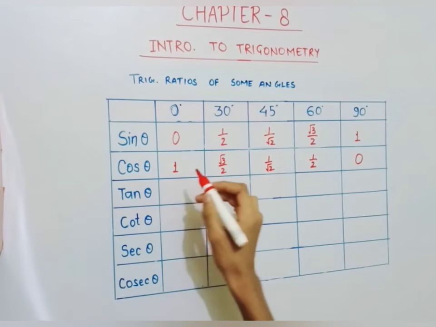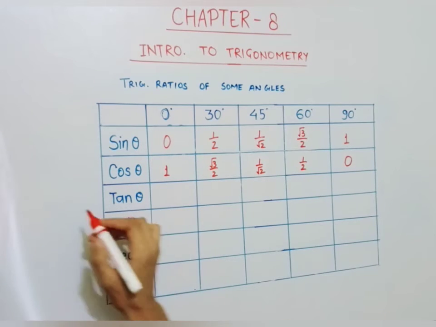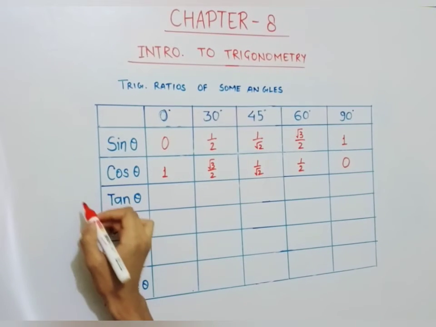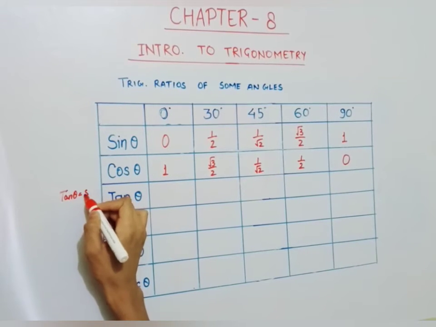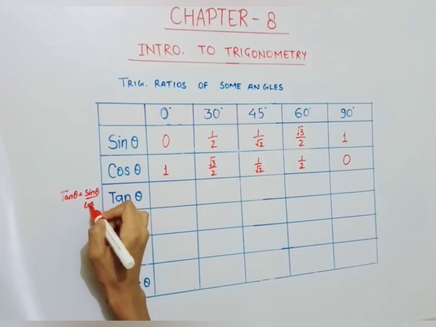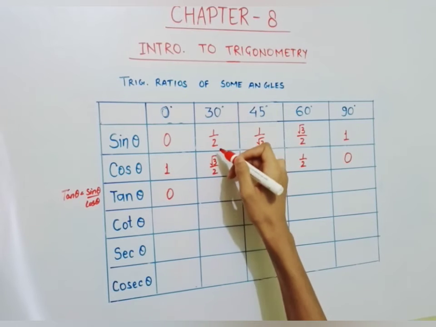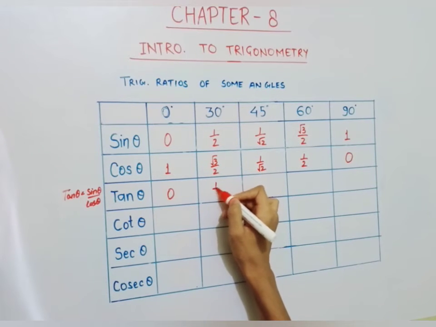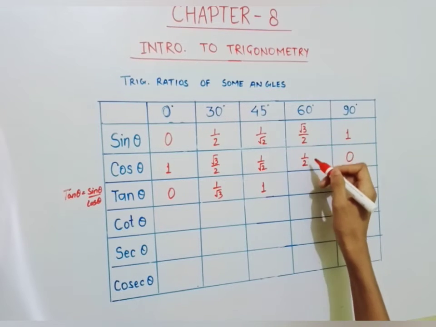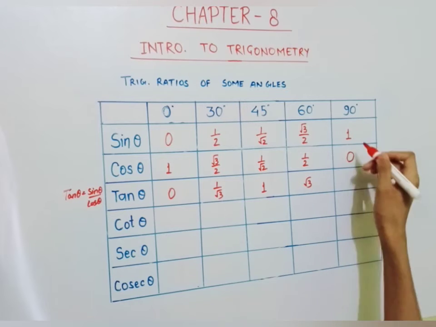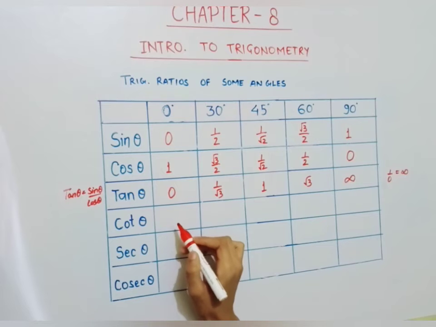Now we have to learn these values for the theta, and we will find the value of tan theta, as we know that tan theta is equal to sin theta upon cos theta. So we will simply divide it and get the results. Sin 0 by 1, 0, 1 by 2 upon root 3 by 2, 1 by root 3, 1 by root 2 by 1 by root 2, that means 1, root 3 by 2 upon 1 by 2, that is root 3, 1 by 0, that means infinity. We have to learn that 1 by 0 is infinity.